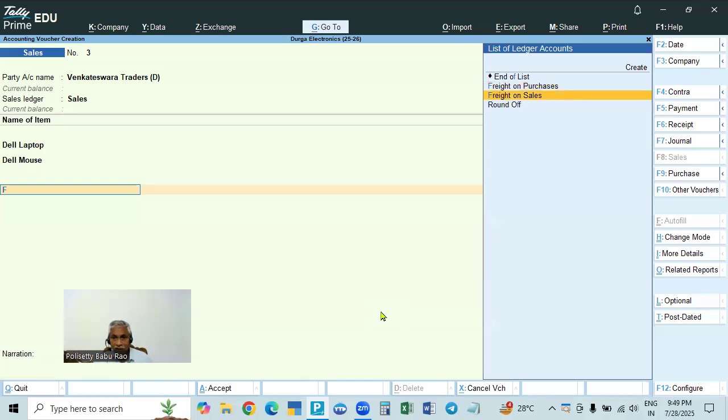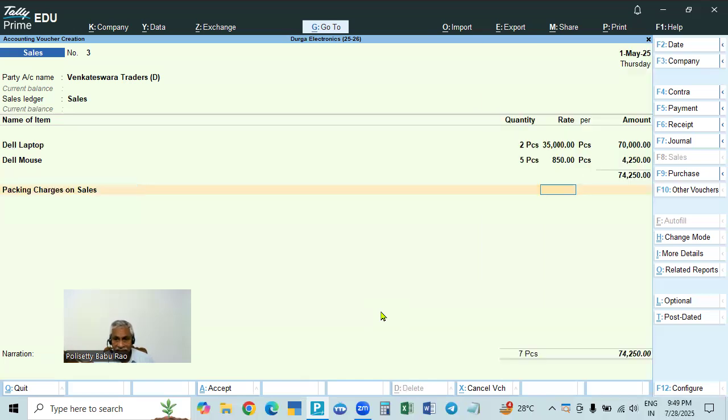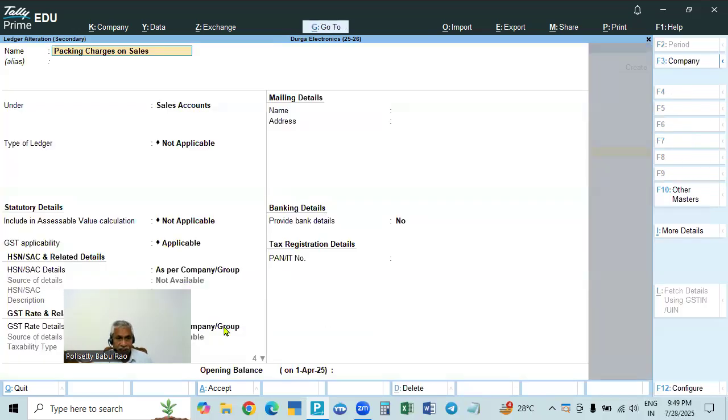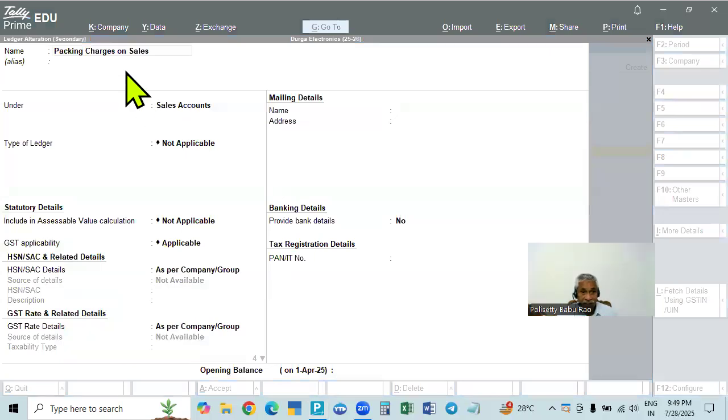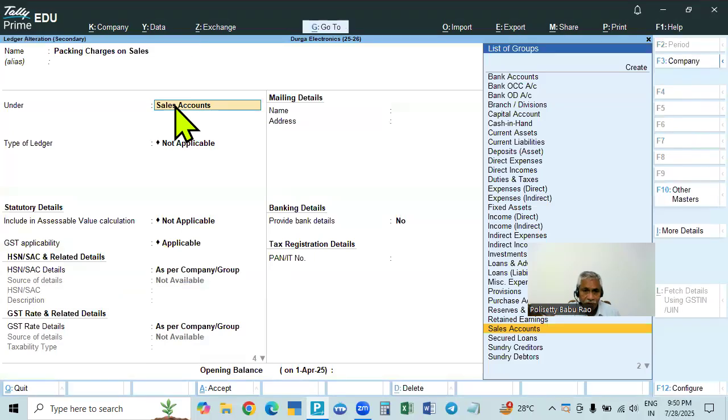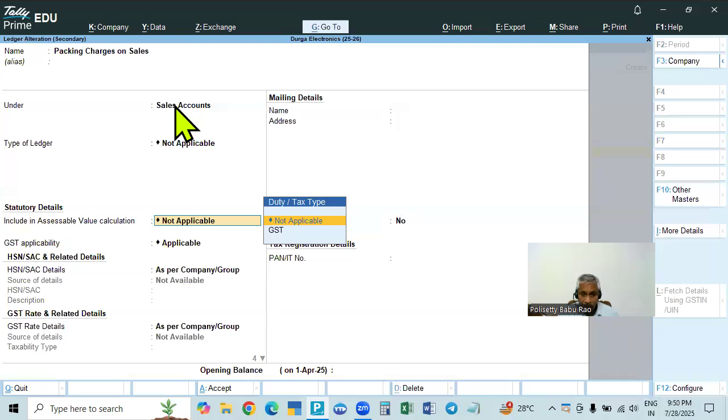So here we'll take up freight and packing charges on sales. We are creating packing charges on sales. Packing charges will be packed with goods, as packing material, so packing charges are a part of goods. That's why we enter them in the sales account. In the first method, we apportion the ledger expenses as per the value of the stock items. So the stock item value plus this expenses share, the total amount, will be the taxable value.